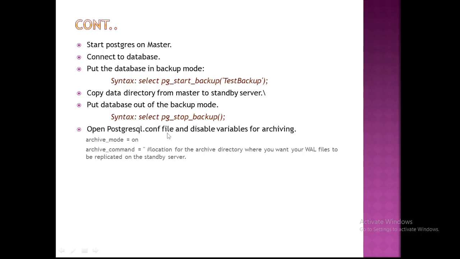and then on the slave server, on the standby server, you need to open the postgresql.conf file. Okay, and comment out these parameters, as you have copied all the data directory. So your postgresql.conf file will be copied from the master to the slave, but we do not want our slave to be in the archive mode. Okay, so we need to comment out these two variables which are uncommented in the master server.